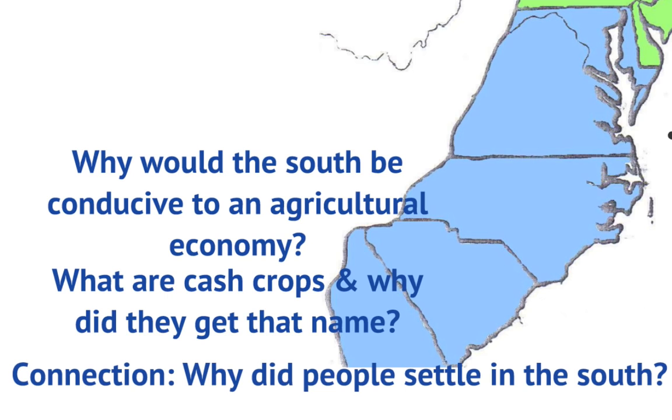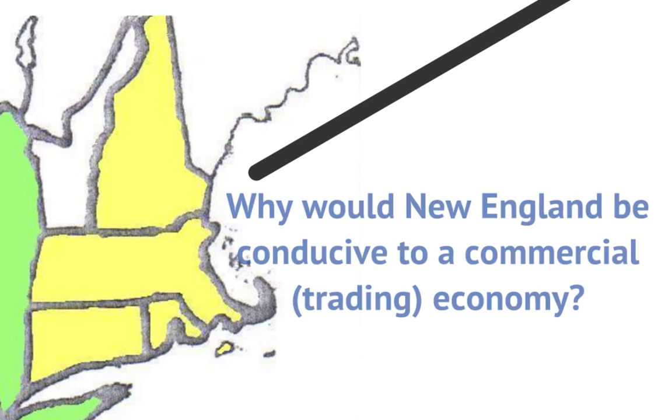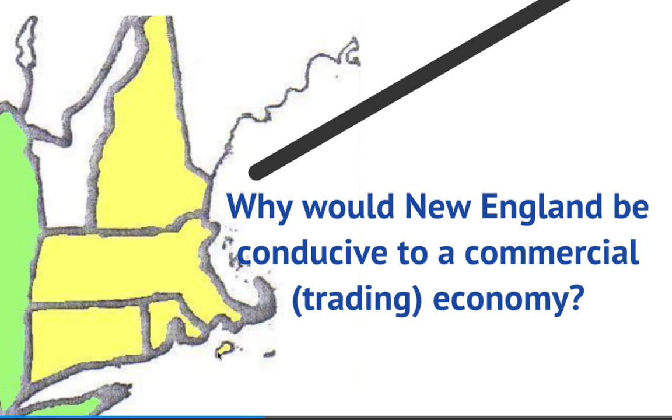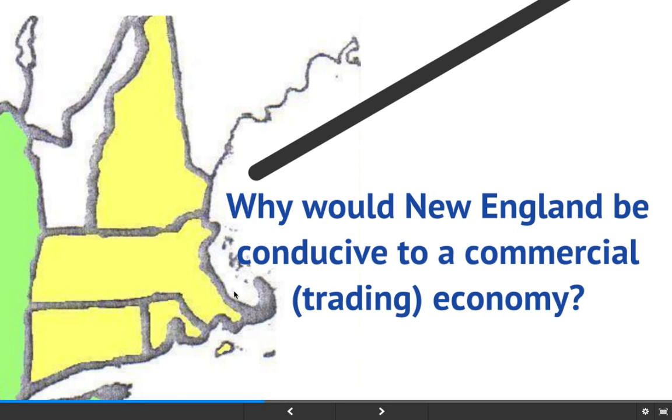So why do people settle in the South? They settle in the South to make money. Okay, up here in New England, why would New England be conducive to a commercial or a trading economy? Because it doesn't have flat, fertile soil. Instead, it's very rocky, cold, rocky soil, cold climate, and you have these nice indentions for harbors, which are great for ships to come in and for trade.